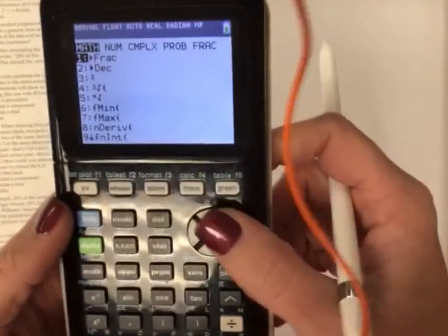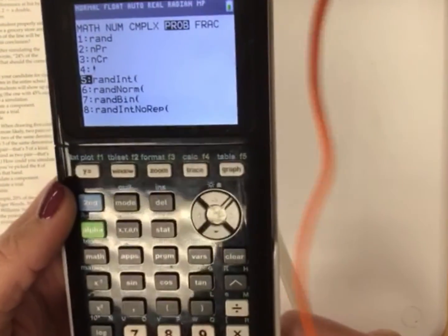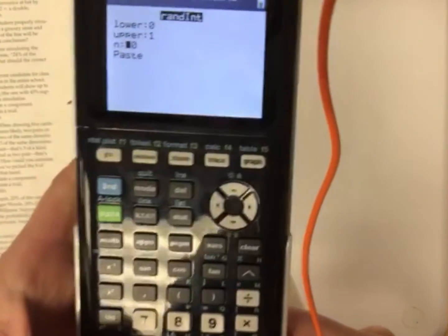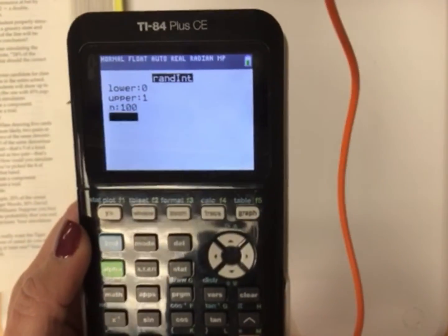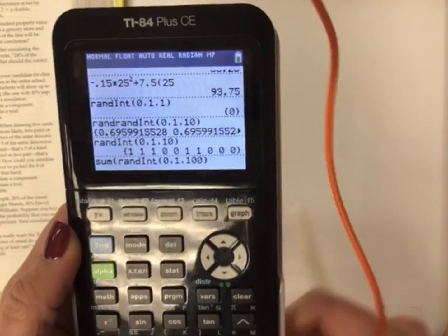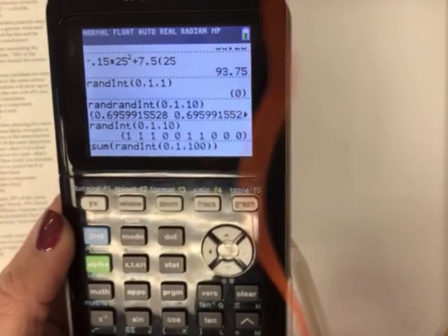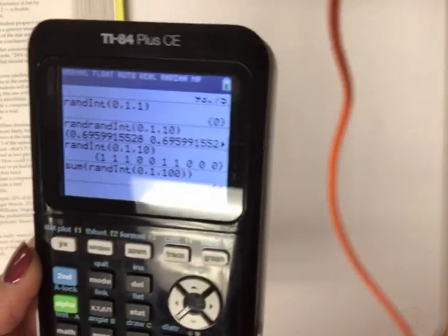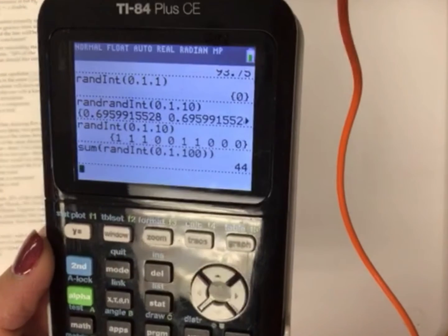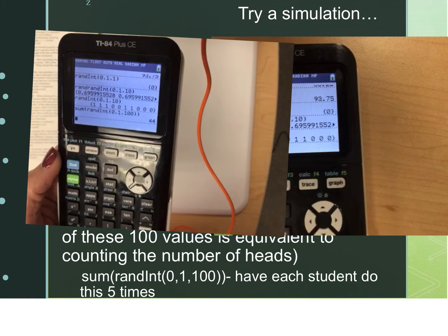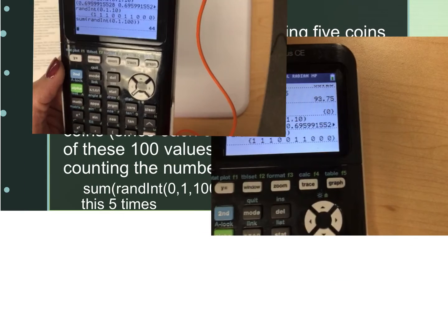Now we're going to go math, probability, randint, 0, 1, 100, and paste. Now it's going to add up those 100 numbers for us. Okay, so remember that the number we get is the number of tails because we said 1 is tails. But if we said 1 is heads, then it's the number of heads. It doesn't really matter what we assign that random number to. So I got 44 heads. I got 44 tails, sorry. That's 44 tails, which is 56 heads, right? So let's create a dot plot for our answers.